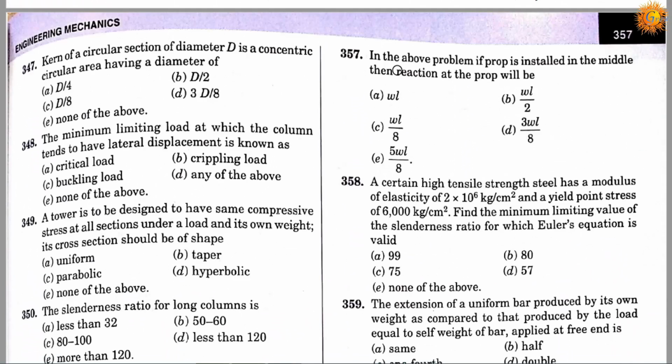357. In the above problem, if the prop is installed in the middle, then the reaction at the prop will be: option A, WL; option B, WL divided by 2; option C, WL divided by 8; option D, 3WL divided by 8; and option E, 5WL divided by 8. The correct answer is E, it will be 5WL divided by 8.